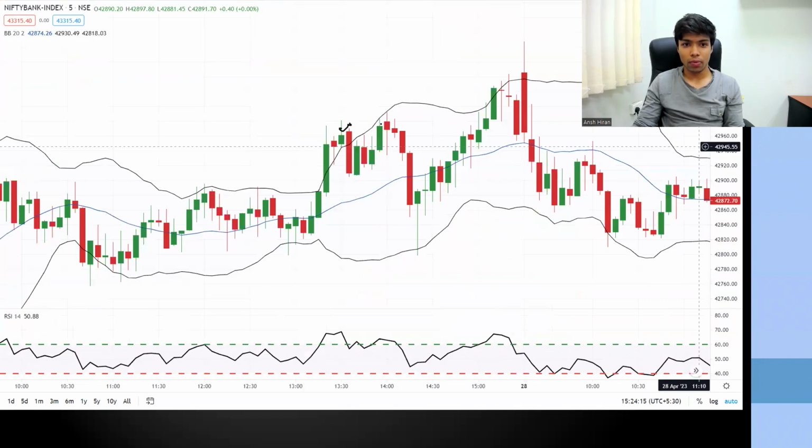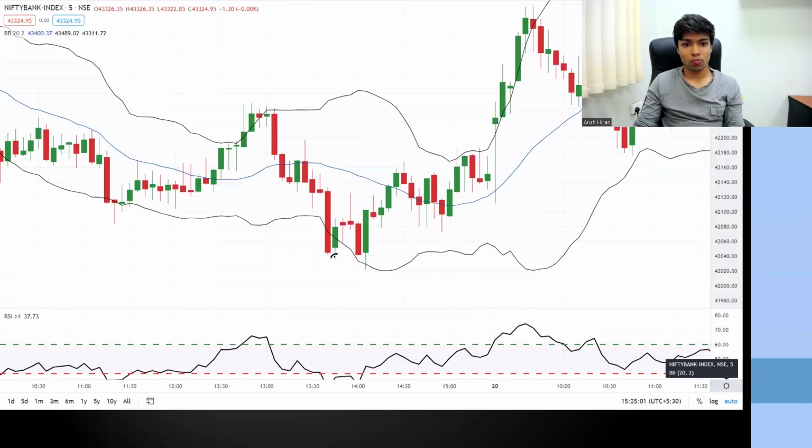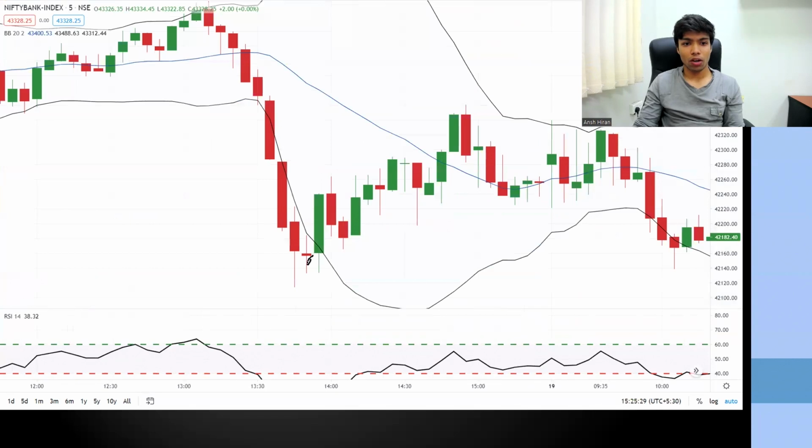First top outside Bollinger Band. Second top inside Bollinger Band. This is the neckline broken. The market gives you the lower. First bottom outside Bollinger Band. Second bottom inside Bollinger Band. Neckline broken, goes up. First bottom outside Bollinger Band. Second bottom inside Bollinger Band. Neckline broken and the market starts going up.